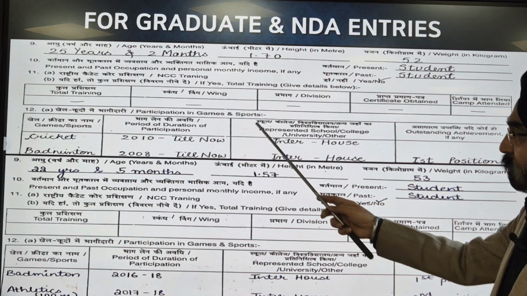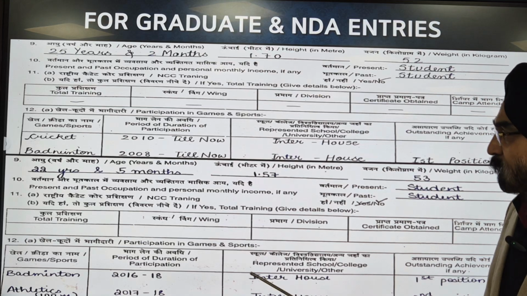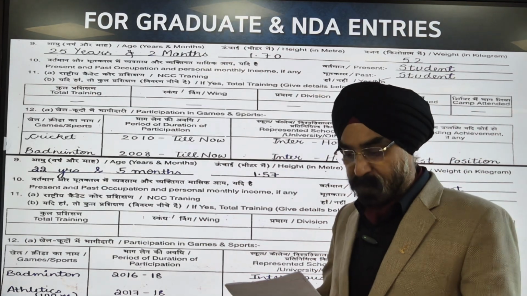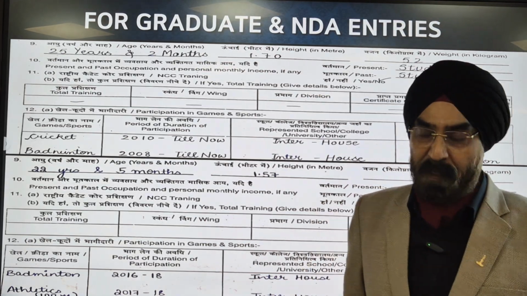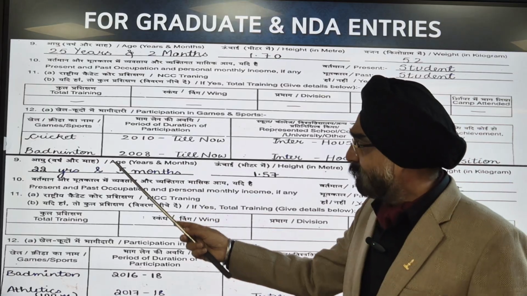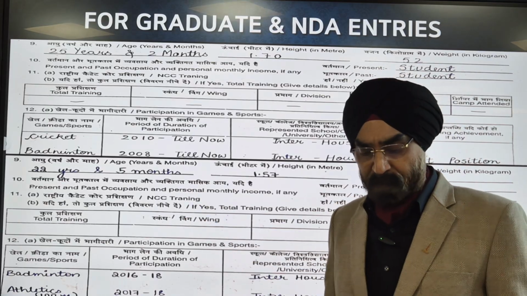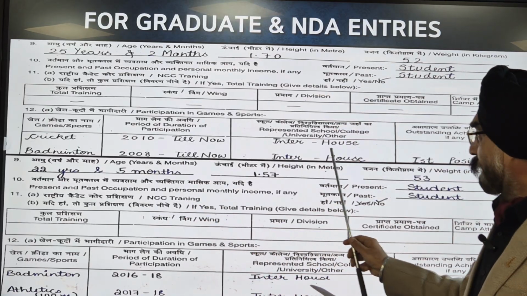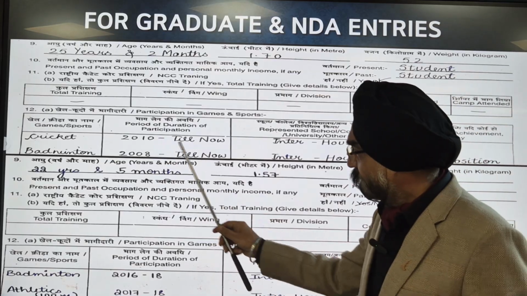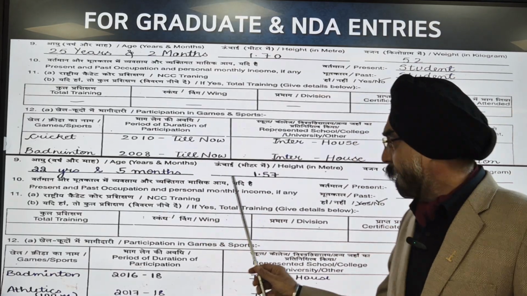Then comes the column of games and sports. The column length here is about 1 inch in the actual PIQ, and I think you can easily write about 2 to 3 games which you have played, but do write at what level you have played and what was the year in which you played that game.